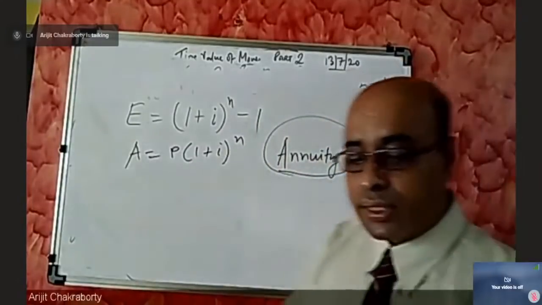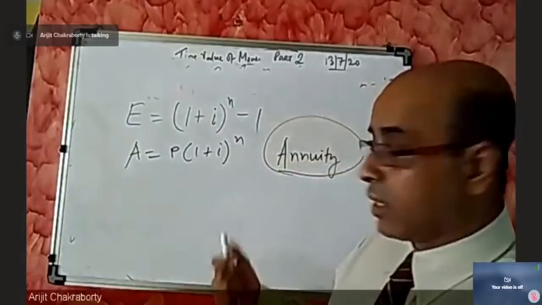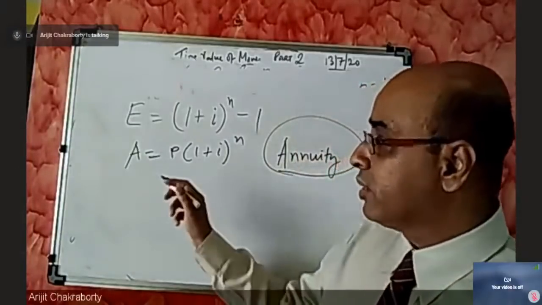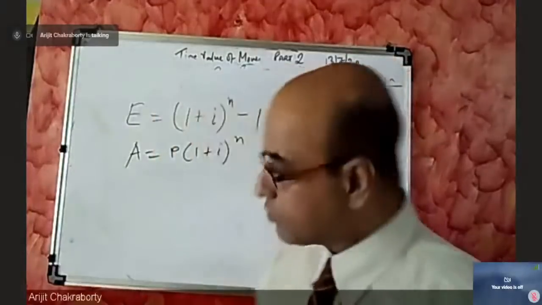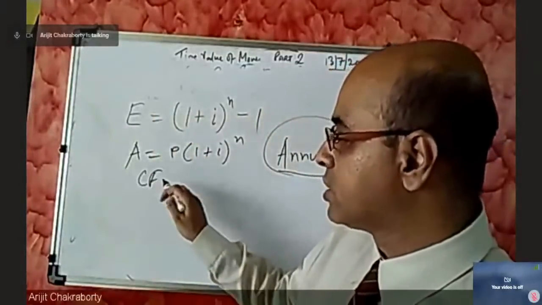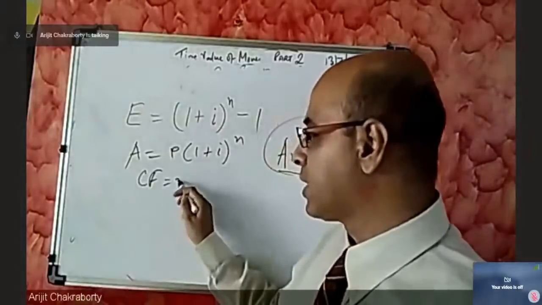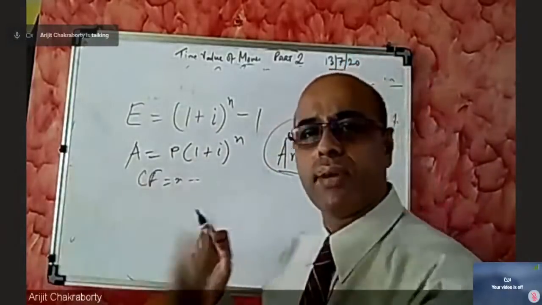Now the question is, what is the formula for an annuity? Very simple. If you are paying an amount of, let's take a simple example, cash flow, CF, a particular amount. It can be X, Y, 10,000, 20,000, 5 lakhs, whatever.